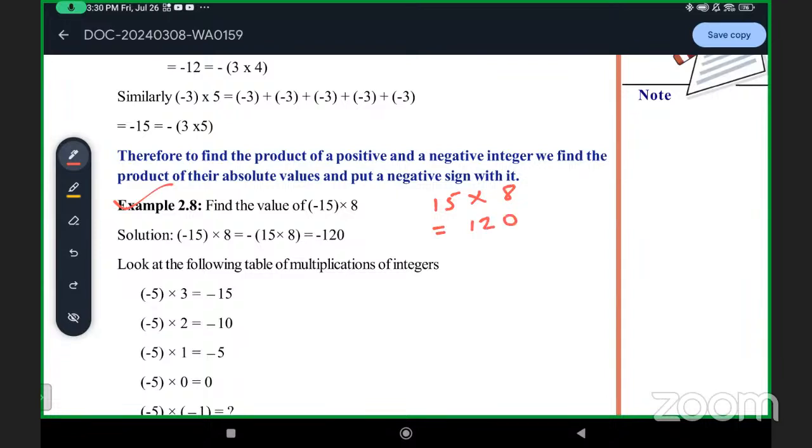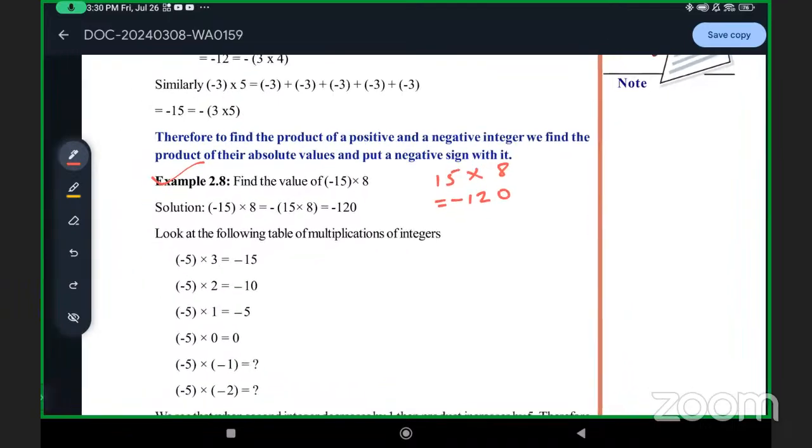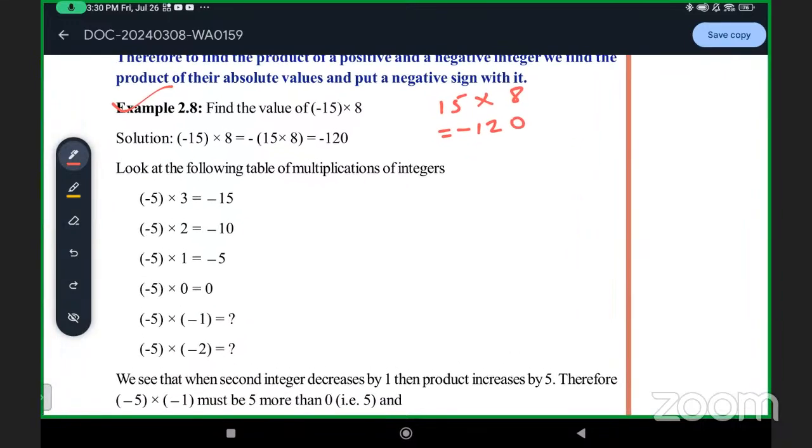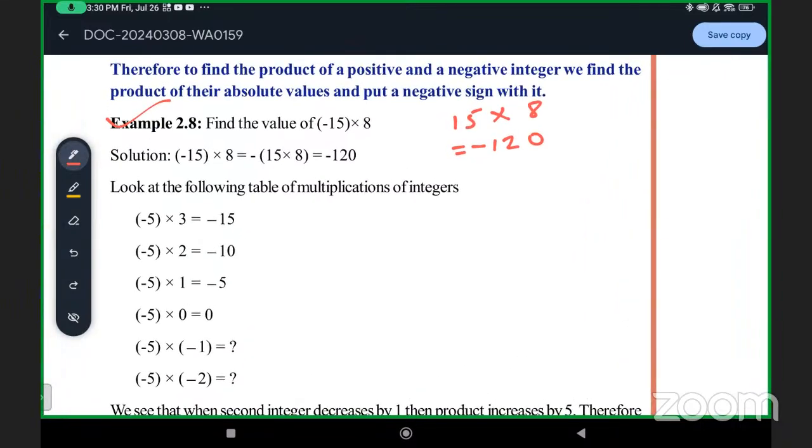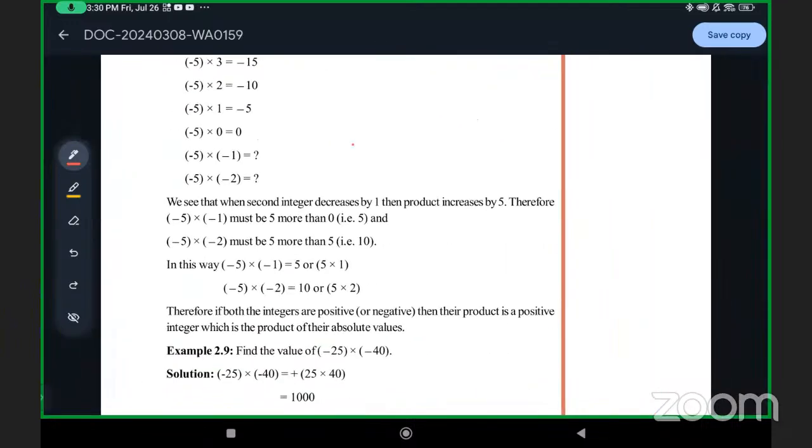120. Then put your sign. First, we multiply the absolute values, and then you work on the signs. Now look here: minus 5 into 3. First multiply 5 into 3, 15. Then put the minus sign. Similarly, you do it in all of them.